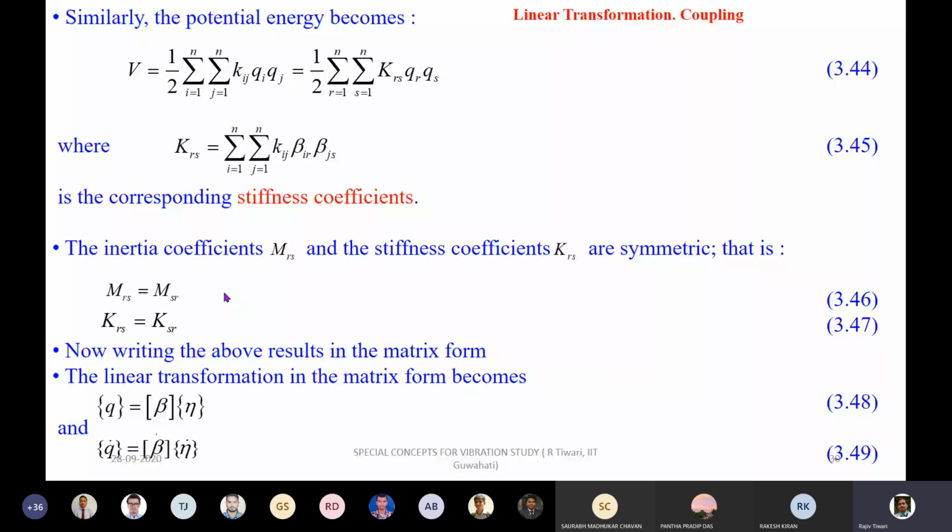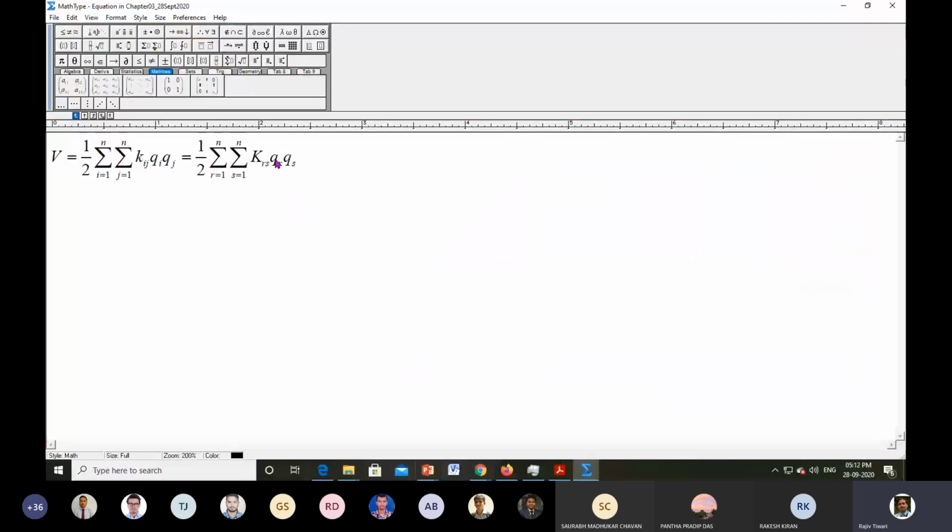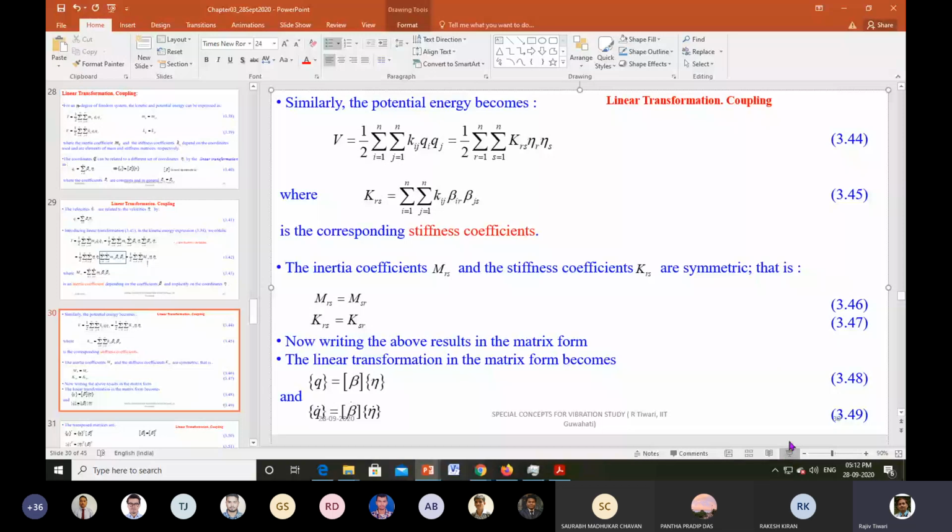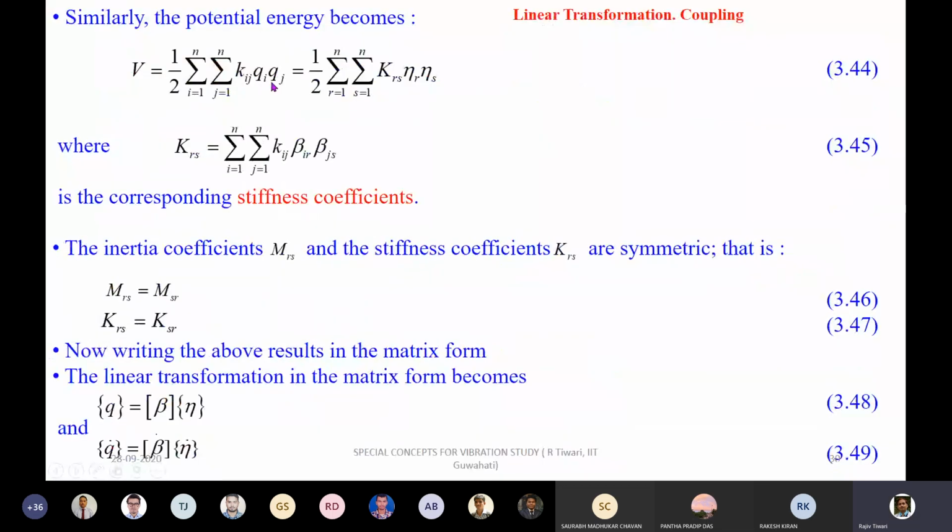Same thing we can do for the potential energy. We express potential energy in terms of the stiffness coefficient, the stiffness influence coefficient. And now again we can put the qi and qj here, and we can reshuffle this. I think this should be eta. This should be eta because now we have directly changed the coordinates. So here I have not shown the intermediate steps. Directly I have shown the final form of this, because once we substitute for qi and qj and again reshuffle, we are able to get it. So here capital K rs is related with the small k rs.